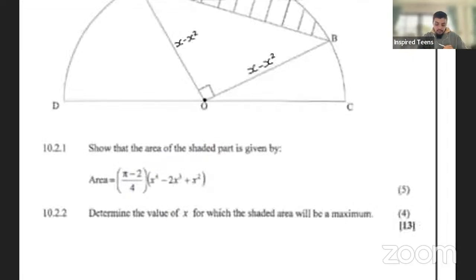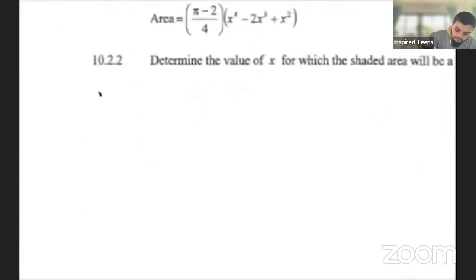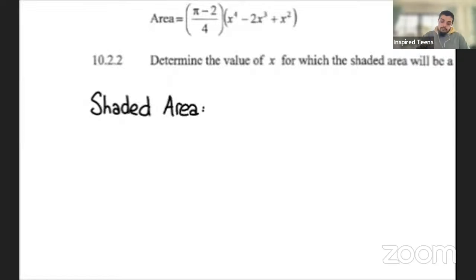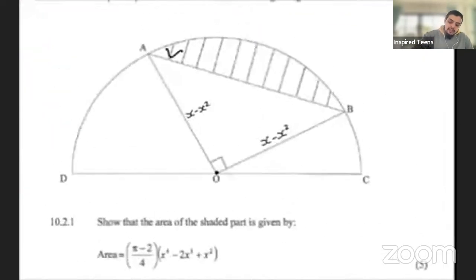Show that the area of the shaded region is given by this value. Now, like I said, the key is to try and get an expression in terms of the unknown for the shaded area. Now, the shaded area is a segment of a circle. This is what we refer to as a segment. This is the shaded area, the area that has the dotted lines. Now, there's no specific formula that's constant for that type of shape. So we have to work with what we have.